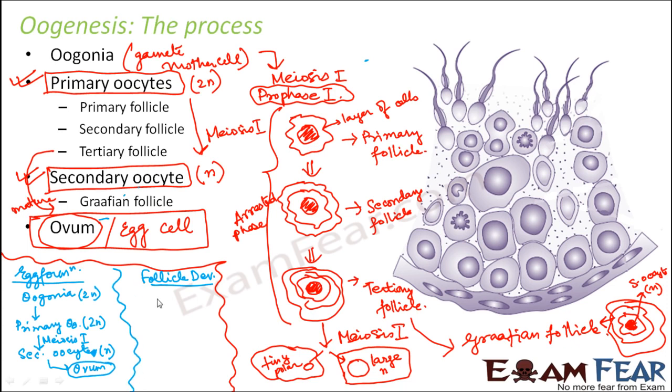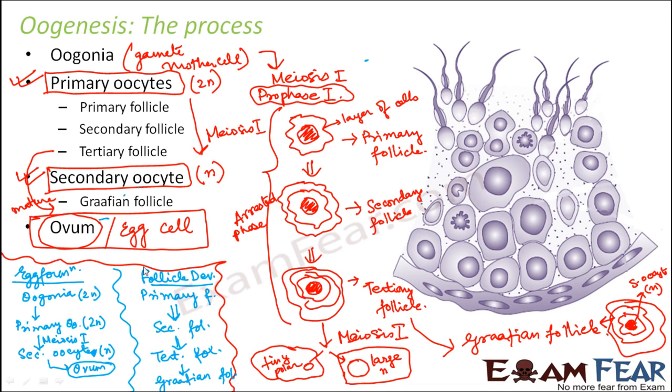What is the other development that is taking place? Initially the oogonia formed the primary oocytes and then it got arrested. The primary oocyte developed a layer of cells around itself and it formed the primary follicle. This primary follicle later developed more layers around itself and it formed the secondary follicle. The secondary follicle later developed even more cells to form the tertiary follicle, and the tertiary follicle matured to form the Graafian follicle, and this Graafian follicle later ruptured to give out the secondary oocyte.